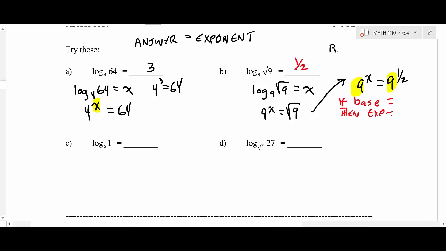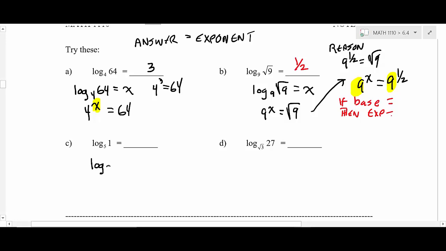And the reason is just because of this. The reason that's the right answer is because 9 to the 1/2 power is the same thing as square root of 9. Okay, does that make sense to everybody? Okay, you need to be really solid on how radicals change to exponents. That's real important.